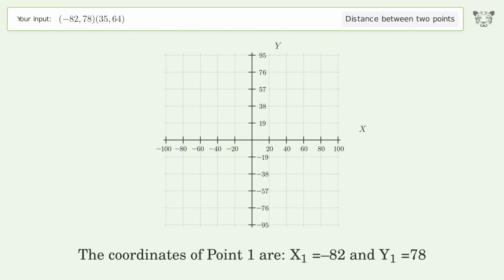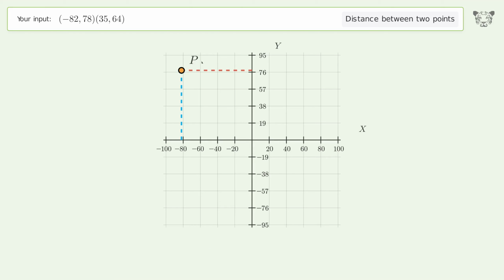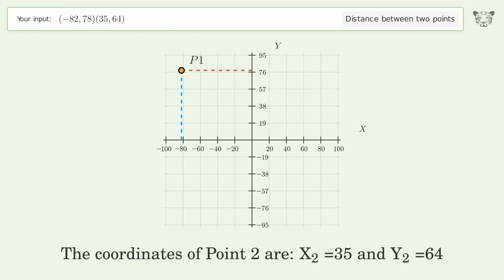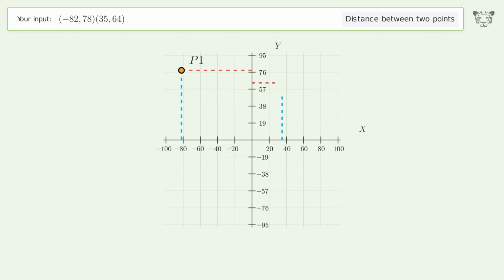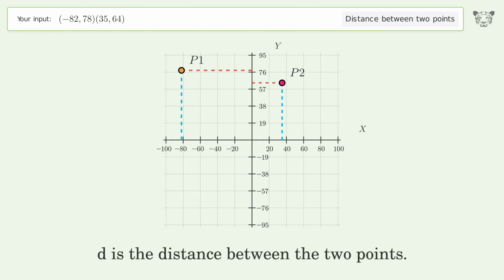The coordinates of point 1 are x1 equals -82 and y1 equals 78. The coordinates of point 2 are x2 equals 35 and y2 equals 64. D is the distance between the 2 points.